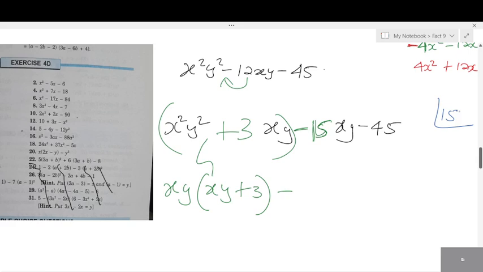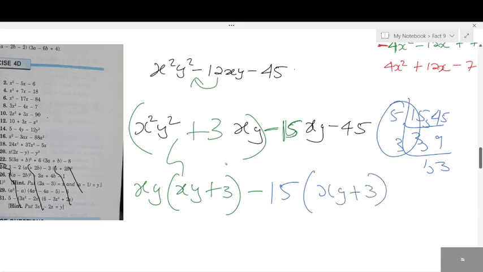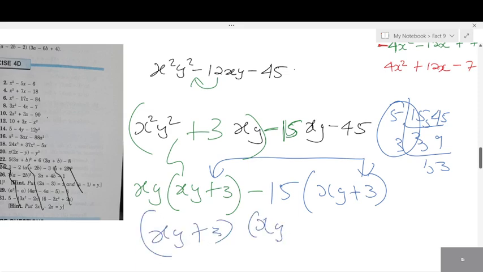If you don't know, do it like this. 15, 45. 5 3s are 15, 5 9s are 45. 3 1s are 3, 3 3s are 9. You have to multiply them. You get 15 common. In the bracket, you get xy plus 3. See, it is almost the same, right? The final answer is xy plus 3 into xy minus 15.